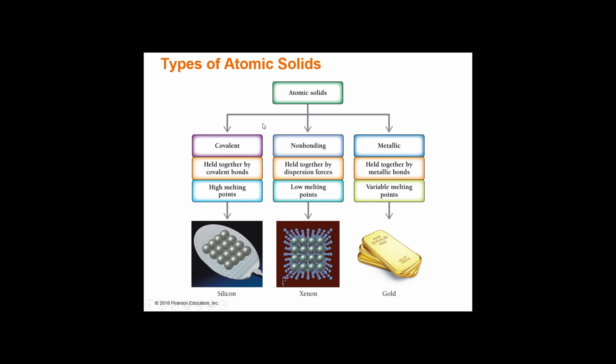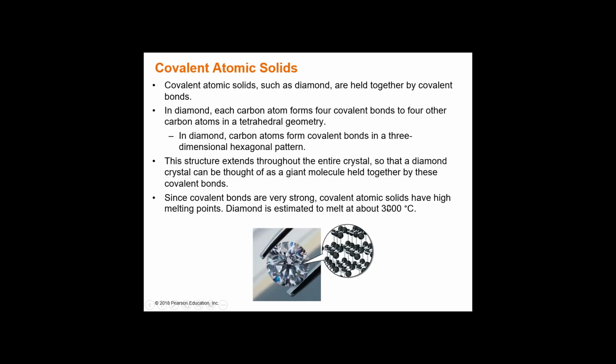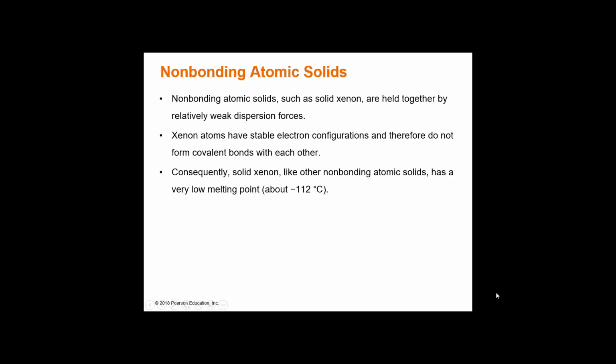So covalent, they're held together by covalent bonds. They have a high melting point. Non-bonding are held together by dispersion forces. Dispersion forces, remember, are the weakest of all the intermolecular forces, and all molecules or atoms have those, and that's low melting points. So this covalent has a higher melting point than non-bonding. And then we have metallic, which are held together by metallic bonds, and they have variable melting points. So we're going to take a look at that.